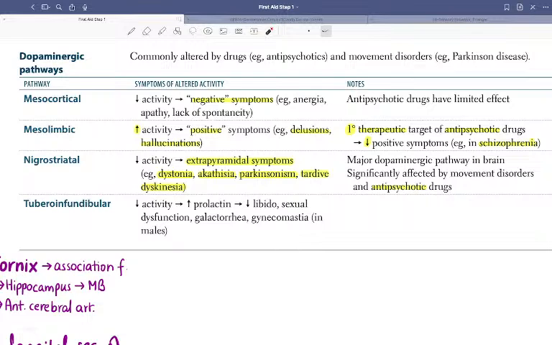Okay, now again look at this very carefully. Mesocortical, there is decreased activity. But mesolimbic, there's increased activity, so the person is very emotional, and the reward system is working at its fullest.